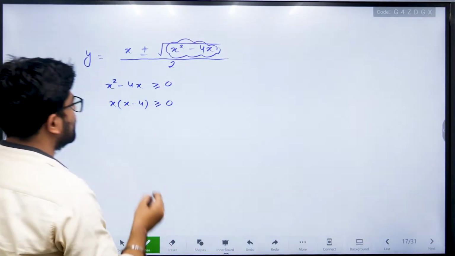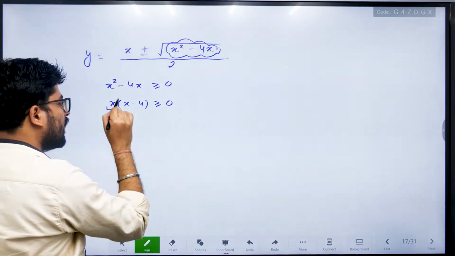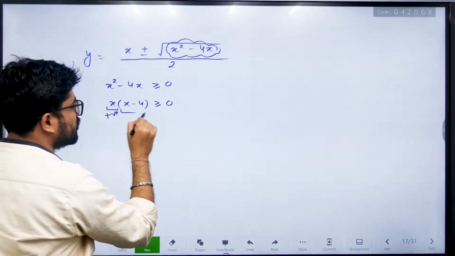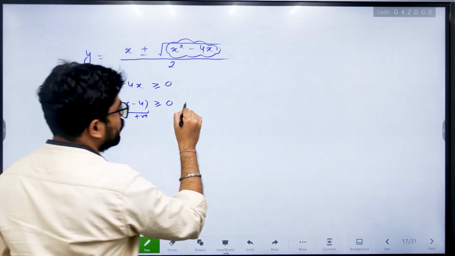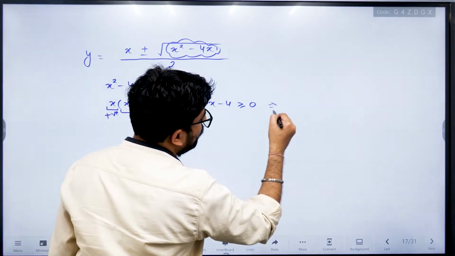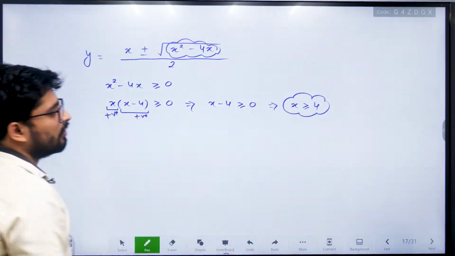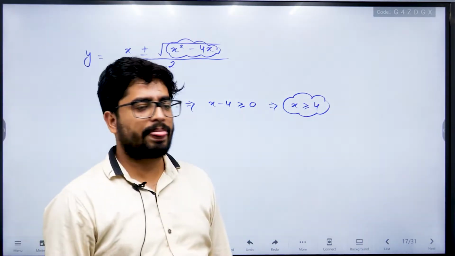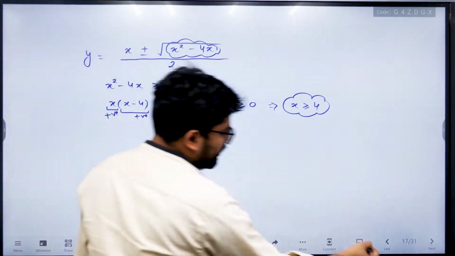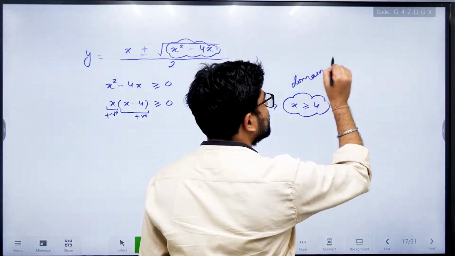So sir, we know x is greater than 0, so this is always positive, and the product of these two things is positive, so this must be what? This must be positive. So from here you can say x minus 4 must be greater than or equal to 0. So x must be greater than or equal to 4. Now we know x is greater than or equal to 4, so this is your domain. Values of x is the domain.